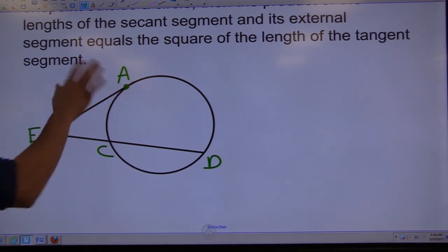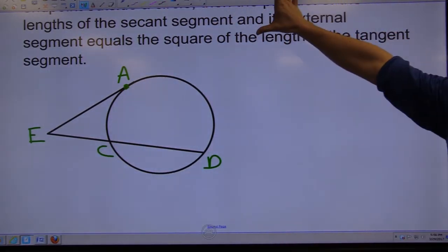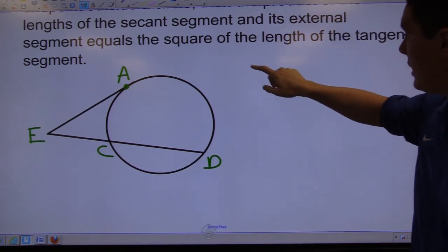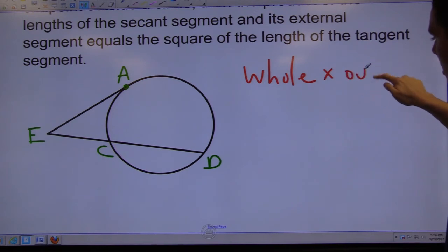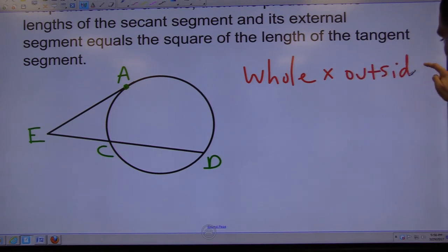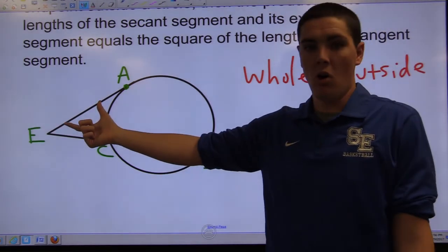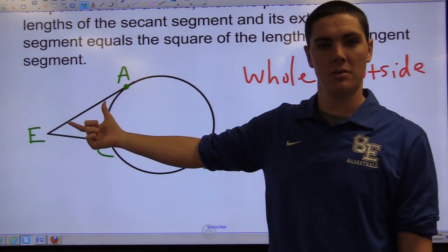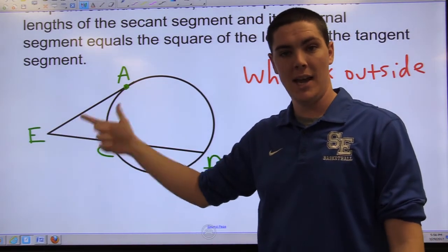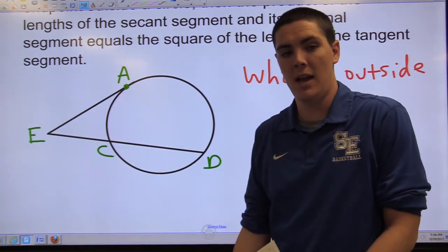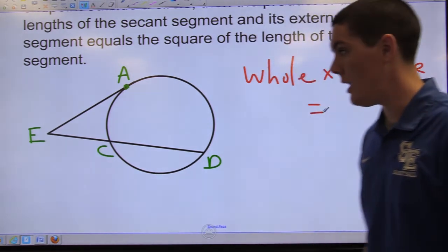So let me give you an explanation of what this is saying, just an easy way to remember it. It's still the whole times the outside. Instead of equaling whole times the outside, with a tangent segment, all of it is outside. It's all the external segment. So the whole thing is EA, and the external segment is EA. So what do we get when we take EA times EA? Well, we can call that EA squared.